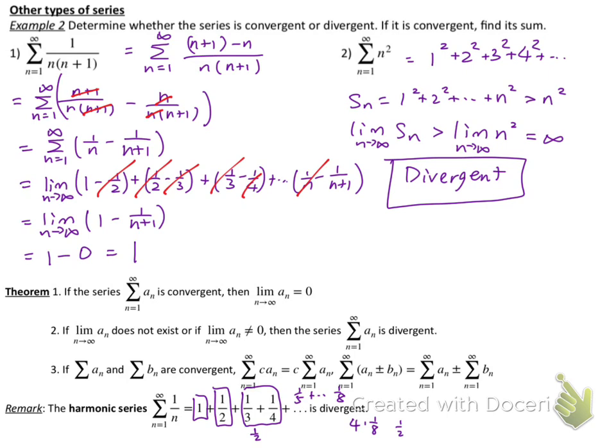But anyway, I'm not going to do the whole proof. Just remember that the harmonic series, which is the sum of 1 over n, the reciprocals of integers, when you add them up, is divergent.